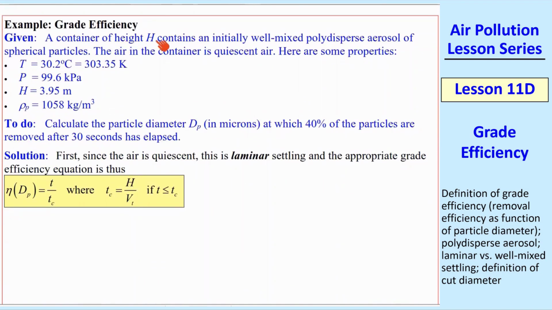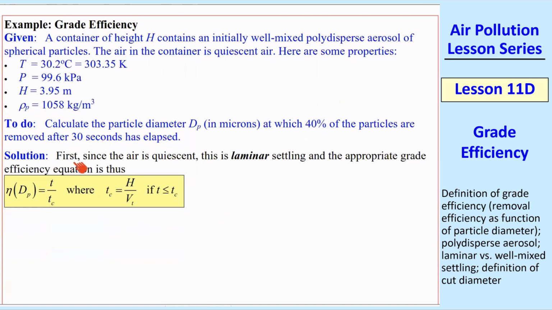We have some container of height h, initially well-mixed polydispersed aerosol of spherical particles. The air is quiescent, and then we have temperature, pressure, the height of the container, and the particle density. We want to calculate the particle diameter in microns at which 40% of the particles are removed after 30 seconds has elapsed.